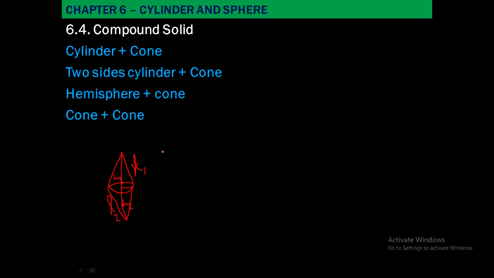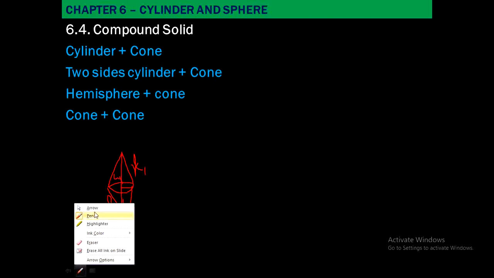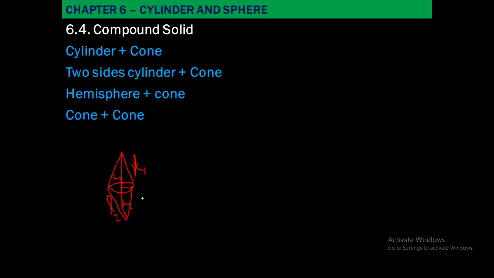We can use volume equals to 1/3 pi r square H1 plus 1/3 pi r square H2. And CSA, curved surface area of this cone and curved surface area of this cone. This is pi r L1 plus pi r L2. Here also CSA and TSA are equal to each other.